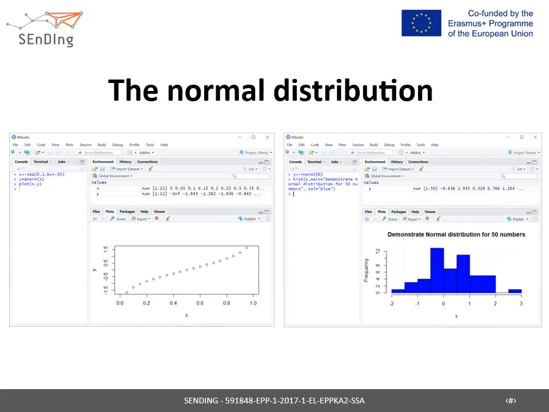In the example on the left, we first create a vector with the sequence of numbers from 0 to 1 and a step of 0.05. Then, we use this vector as argument in function qnorm and we plot both the initial vector and the produced values. In the second example, we create a vector that is assigned the output of rnorm with 50 as argument. Then, we produce a histogram with the results.